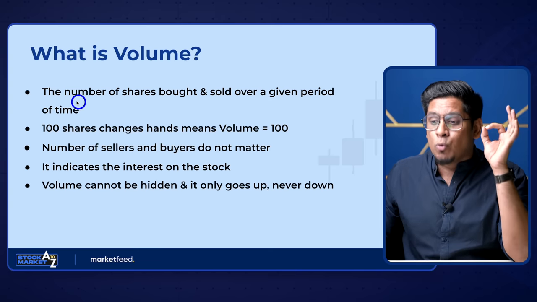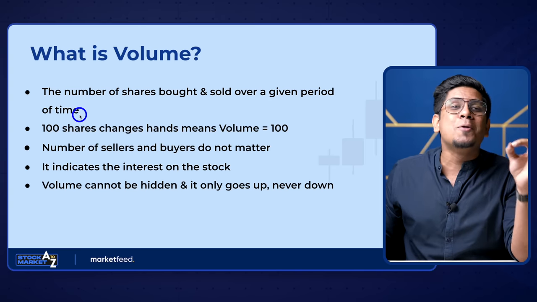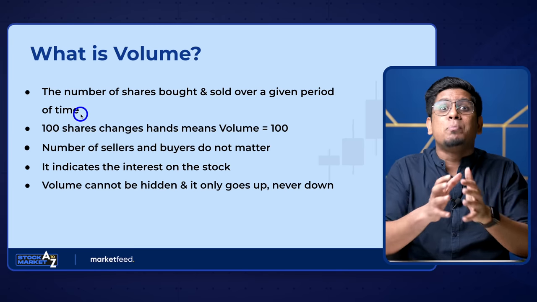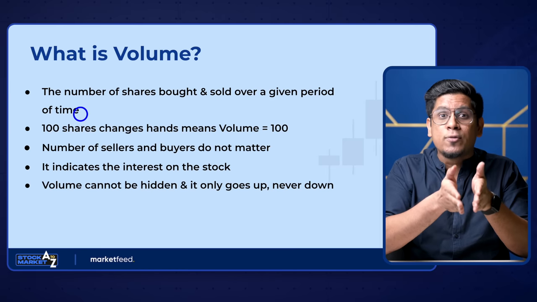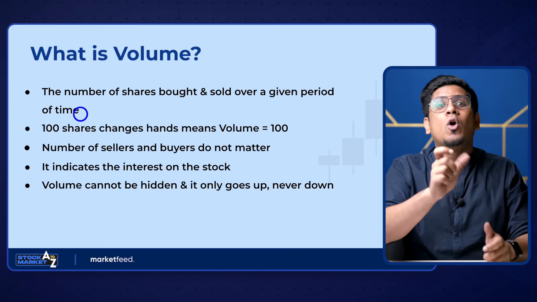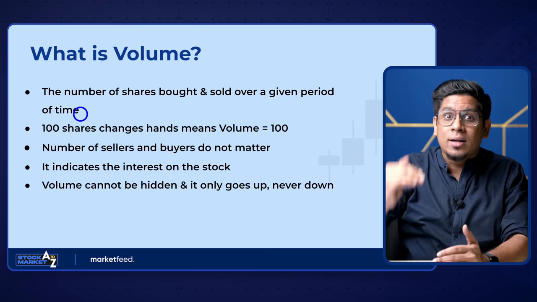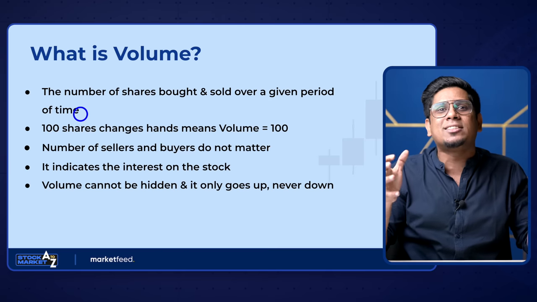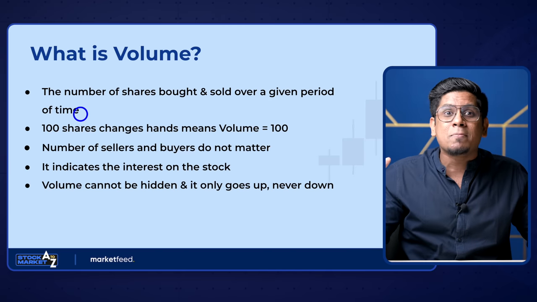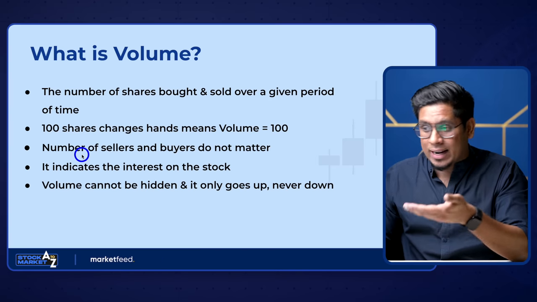So what is volume? Volume is the number of shares bought and sold over a given period of time. And again, depending on the period of time that you're looking at, volume can be different. In Reliance itself, if you're looking at a 5-minute time period, volume will be so much. If you're looking at a daily time period, volume will be much higher. In the daily time period, volume will be the sum of all the shares which exchange hands during the entire day. Correct? I hope things are super clear here, right? In that case, let's read the rest of the theory.